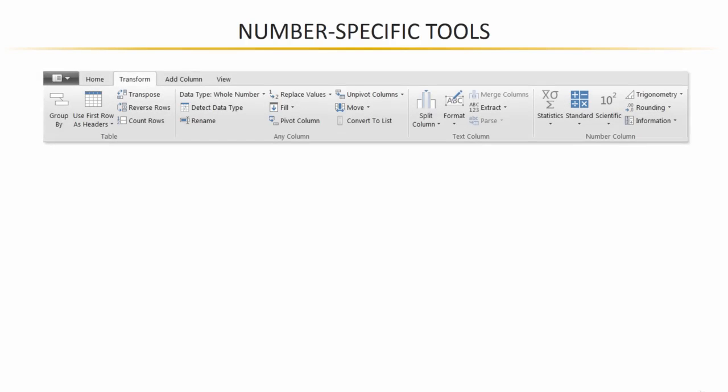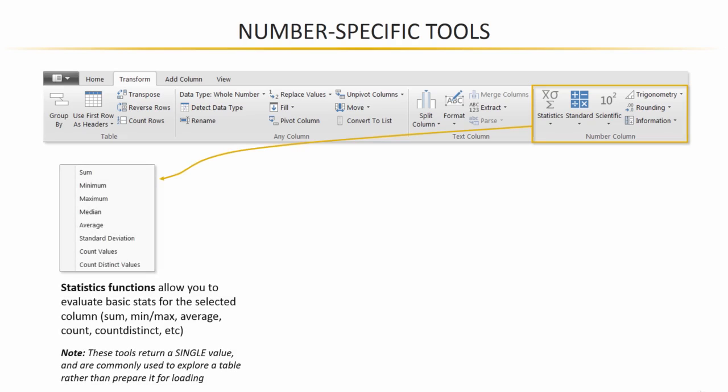All right, moving right along. Next up, we have our number-specific tools. So back to that transform tab in our query editor. Assuming we have a numerical column selected, you'll see a group of number-specific tools active that look like this. And the first option within those number tools are the statistics functions.